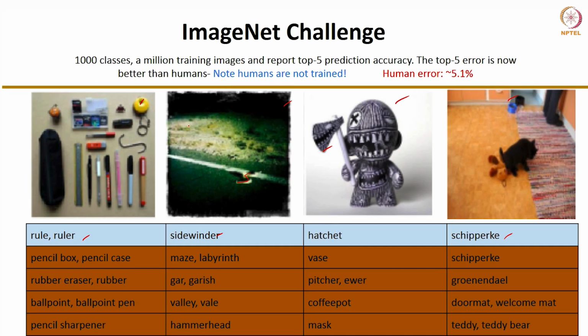So, shown here are several images. This is actually an image of a sidewinder. I have already marked it with red, and this is actually marked as a hatchet. That is the correct label. The blues show the correct label.